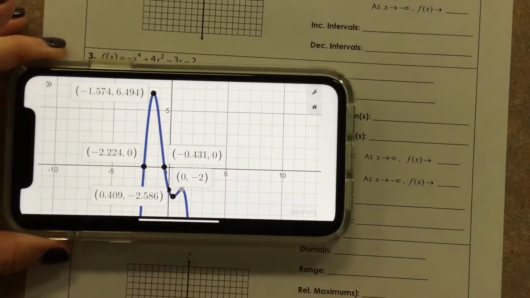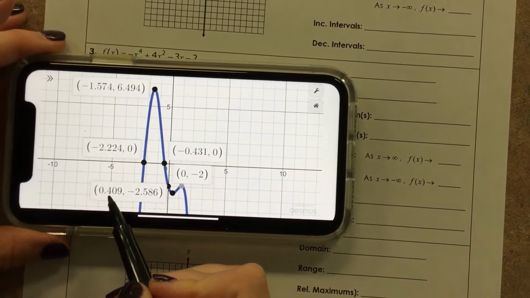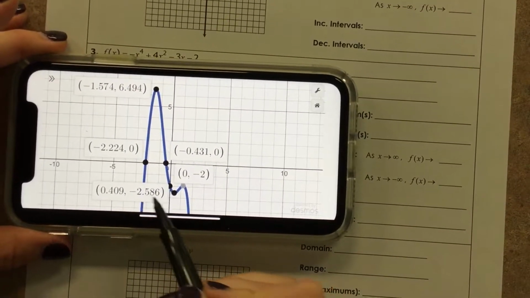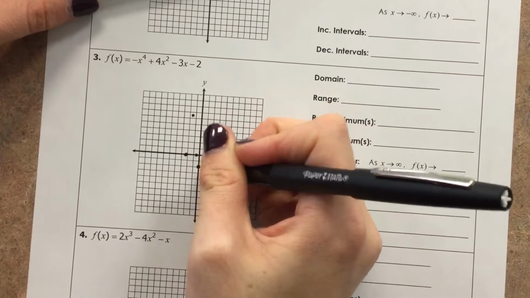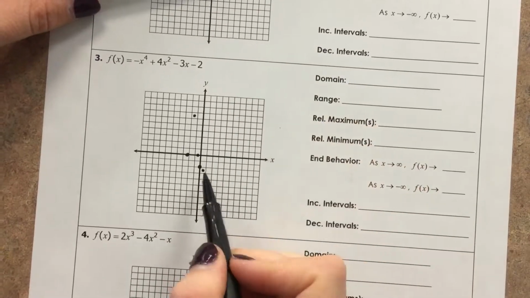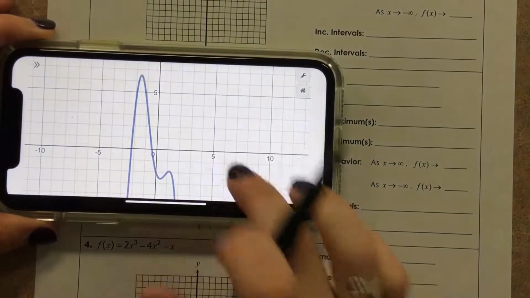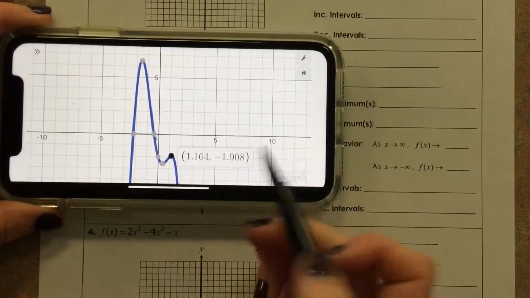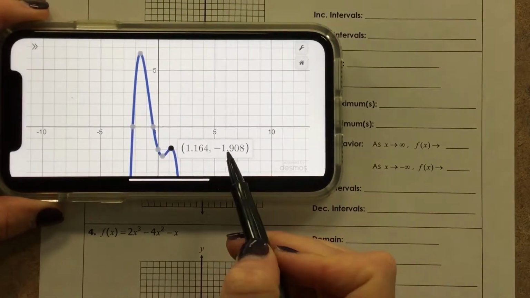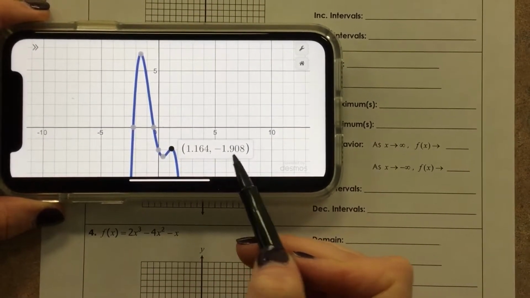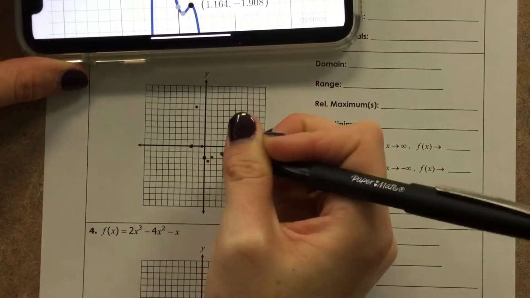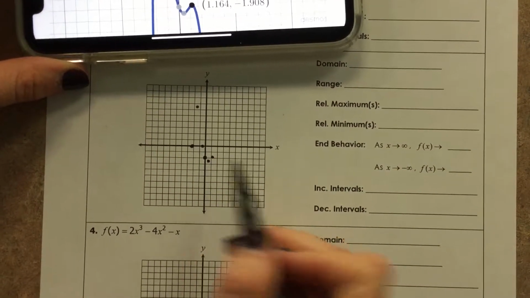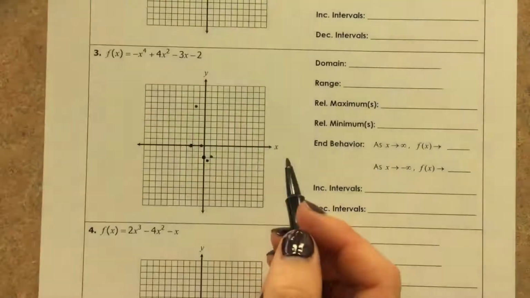Then we've got a little valley in our graph. This is negative 0.4 and then about negative 2.5. So about 1/2 and then negative 2.5. So we go over 1/2 and then about negative 2.5, kind of right in the middle of that grid. Here's another turning point, just past 1 and then almost to negative 2. So just past 1 and then almost to negative 2 would be kind of right in the corner of that grid. And then it just goes down from there.